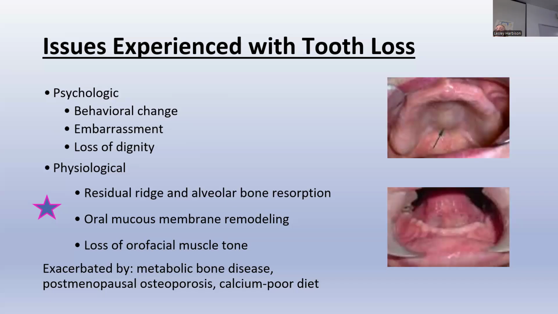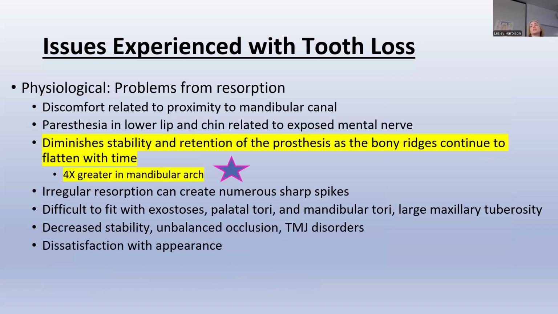So residual ridge and alveolar bone resorption, oral mucosa, the membrane remodels as well, loss of orofacial muscle tone. So when you don't have as much structure, your face kind of sinks in. You lose height or volume between your nose and your chin. So you lose volume in the buccal, your masseter muscle area, and then you lose height in this area. So it all leads to that sort of older look. It can be exacerbated by metabolic bone disease, postmenopausal osteoporosis, and poor calcium diet can also affect that.